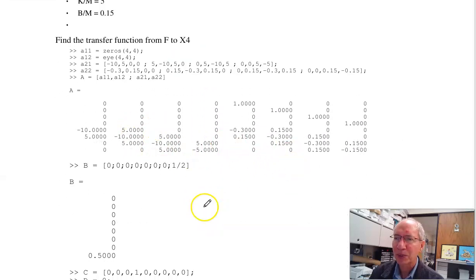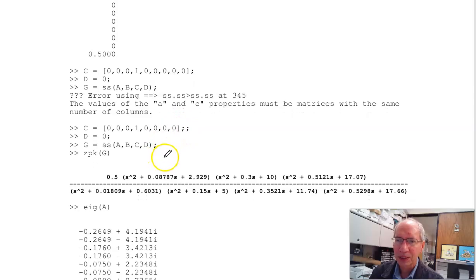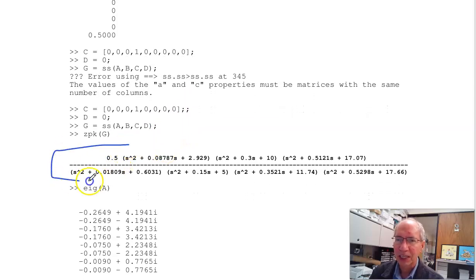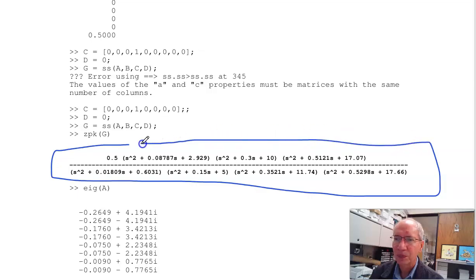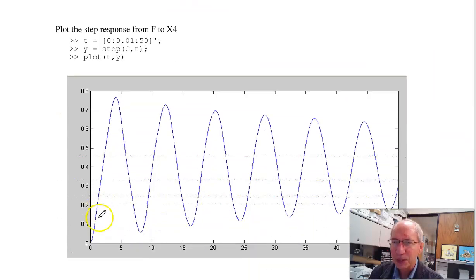Throw that in MATLAB. B matrix, C matrix. Find the transfer function, and poof, there you go. This is an 8th order differential equation. But look at the eigenvalues. The dominant pole is right here. It should oscillate at about 0.77 radians per second for a really, really long time. Take the step response, and that's the slow mode, just oscillating.